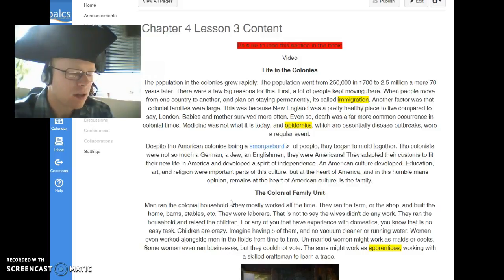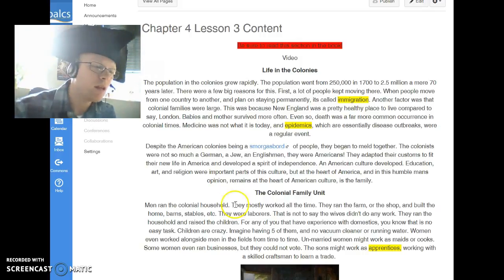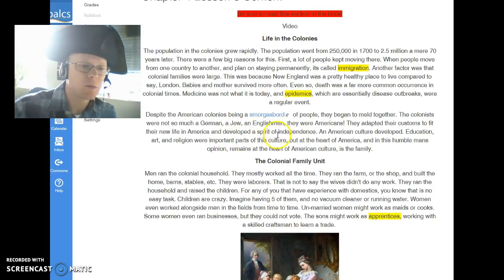So, a lot of people moving in, a lot of people having babies, and a lot of babies and mommies surviving. Despite the American colonies being a smorgasbord, if you know what smorgasbord is, good for you. If you don't, there's a link.